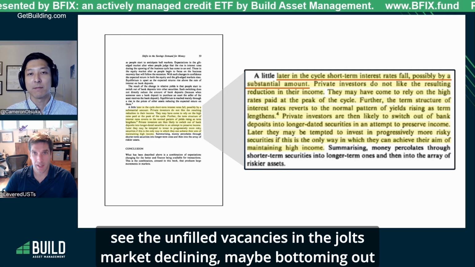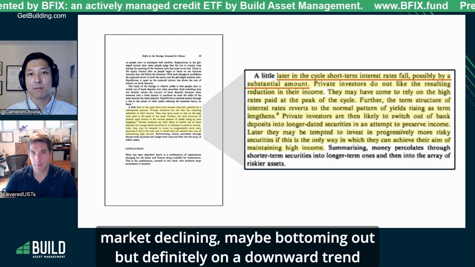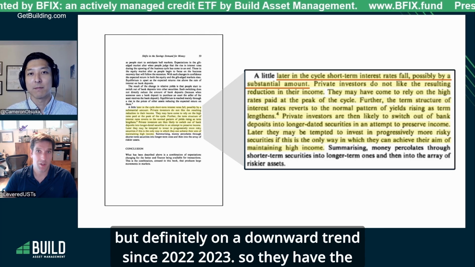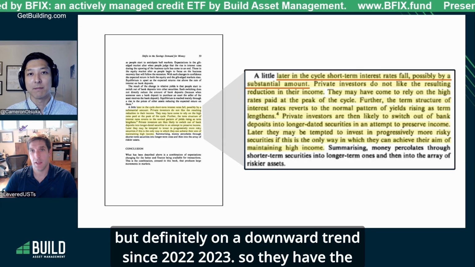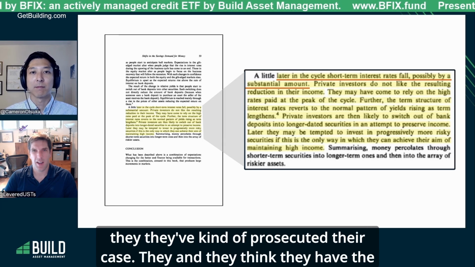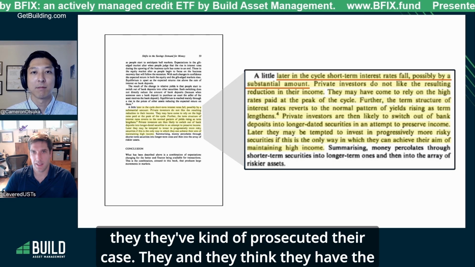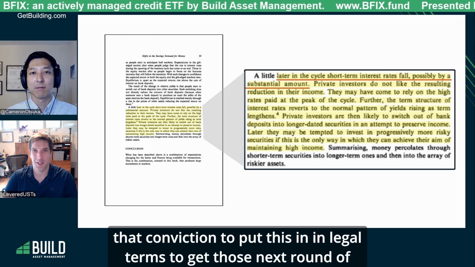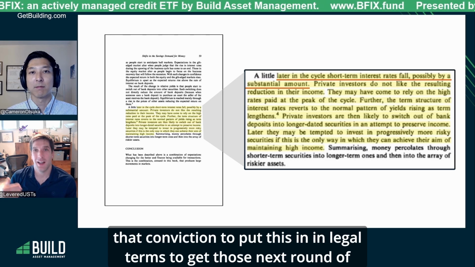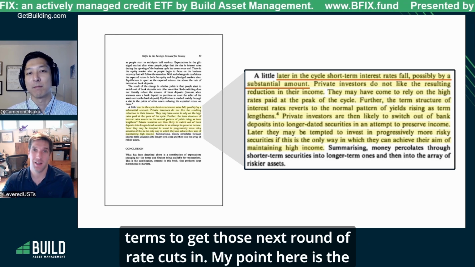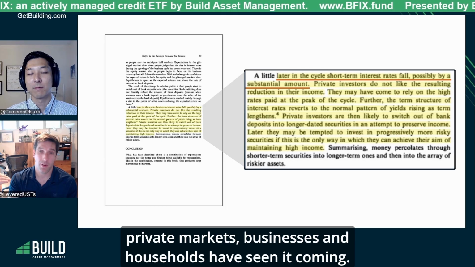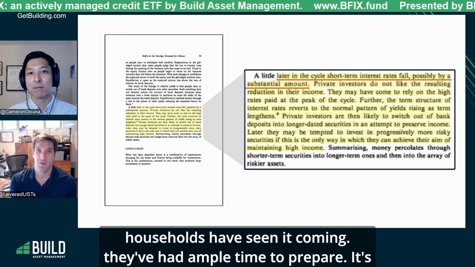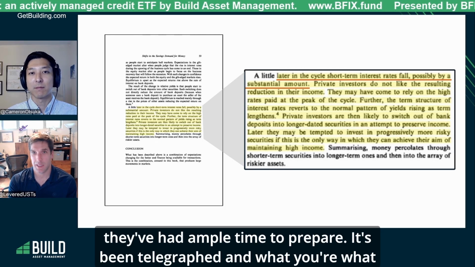They see the unfilled vacancies in the JOLTS market declining, maybe bottoming out, but definitely on a downward trend since 2022, 2023. So they've kind of prosecuted their case. They think they have the reasoning to obtain that conviction, to put this in legal terms, to get that next round of rate cuts in. My point here is the private markets, businesses, and households have seen it coming. They've had ample time to prepare.